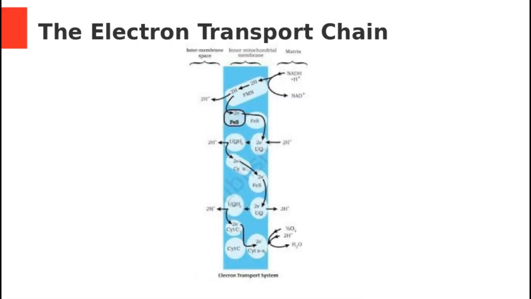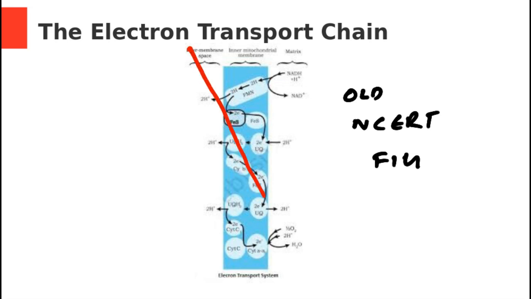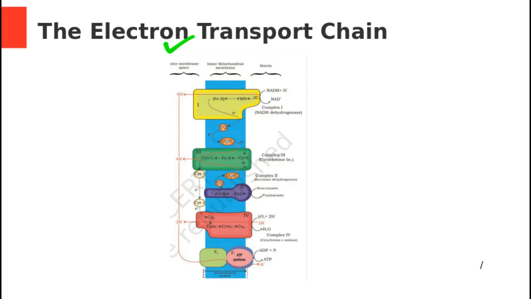What you have to discuss next is the figure from your NCERT textbook. You may be very familiar with this figure. This is the figure which is given in the old NCERT textbook. But the problem with the figure is that there are many mistakes there, so NCERT withdrew this figure and replaced it with another figure. Let's discuss this figure. This figure is marking the intermembranous space, inner mitochondrial membrane and matrix there.